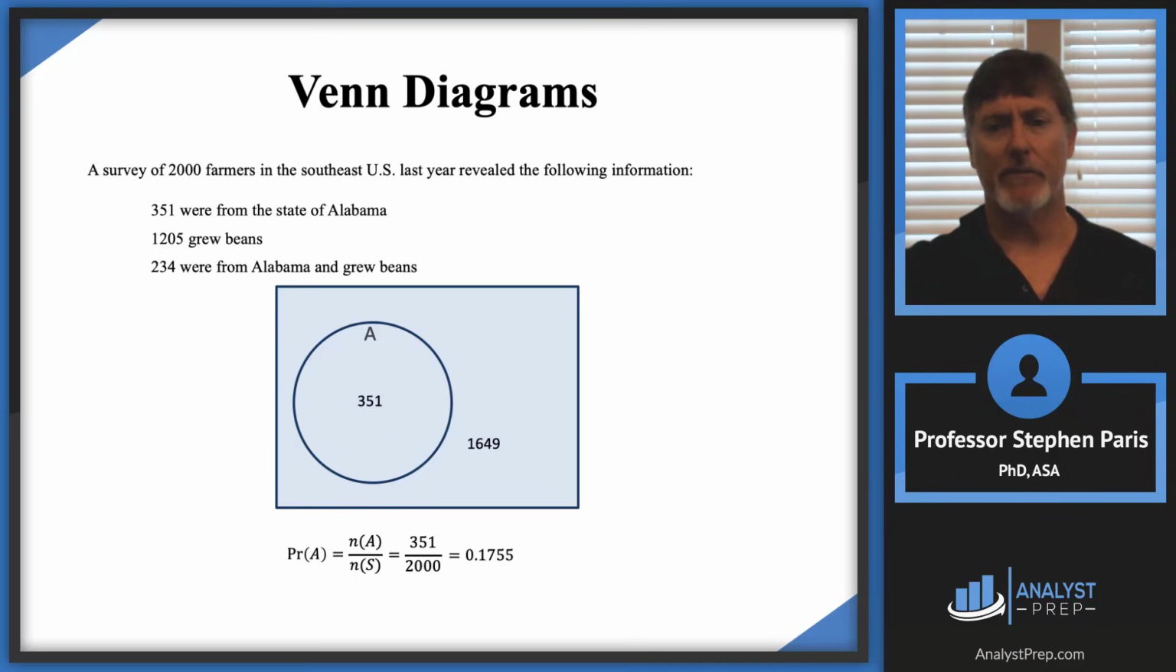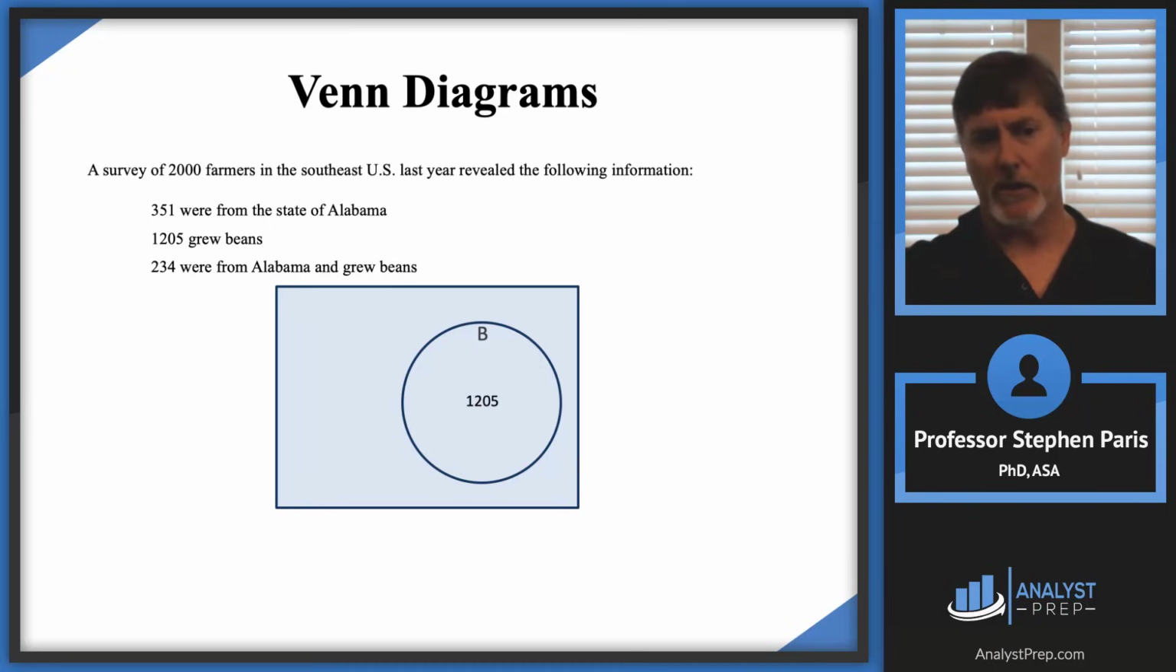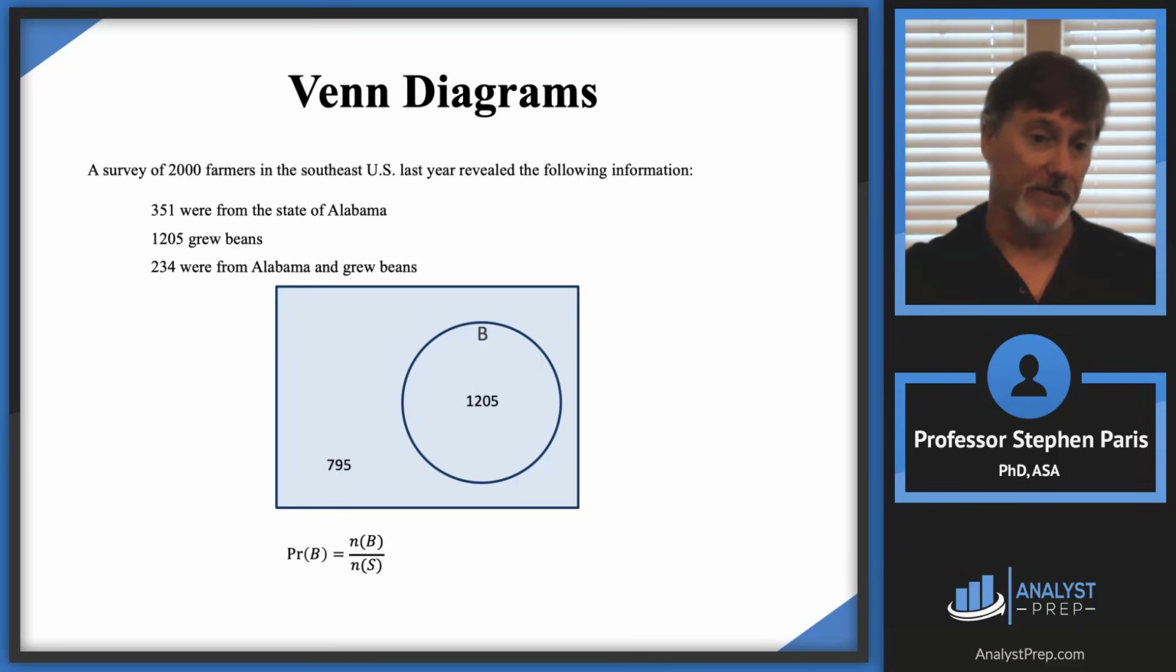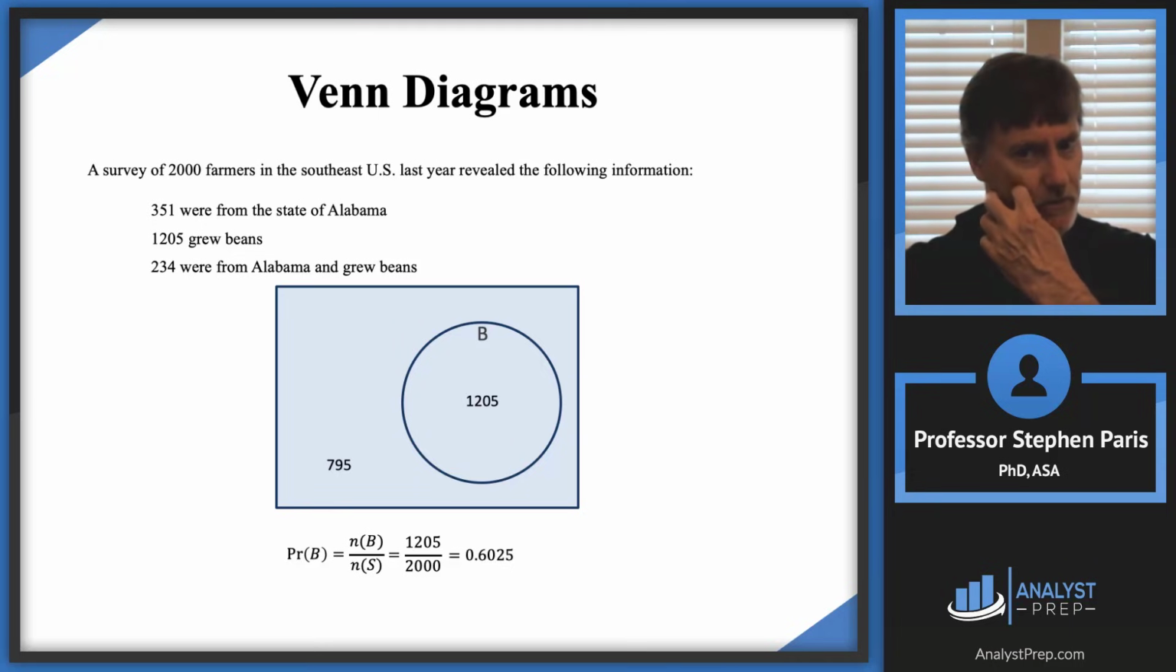I could have done the same thing for event B and say, well, there are 1,205 possible outcomes for event B. That's going to leave me 795 outside of B. So if I wanted the probability of capital B, I'd have the number of outcomes in B, which is 1,205, divided by the total of all the outcomes, which is 2,000, and that's 60.25%.